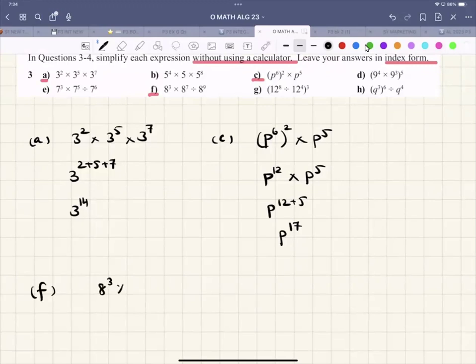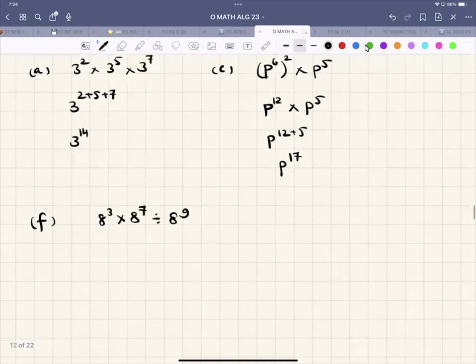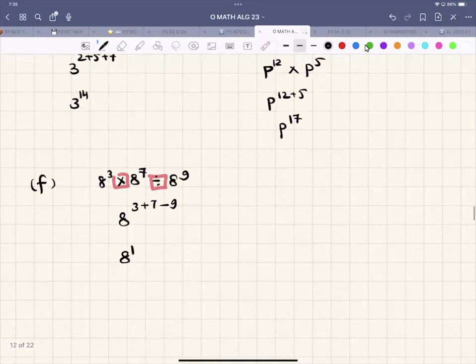8 power 3 into 8 power 7 divided by 8 power 9. Now two things are multiplying and one thing is dividing. And they all have a same base. So 8 multiplied with 3 plus 7, the powers add up, minus 9. 3 plus 7 is 10, 10 minus 9 is 1, that is 8 power 1. Leave the answer in index form.